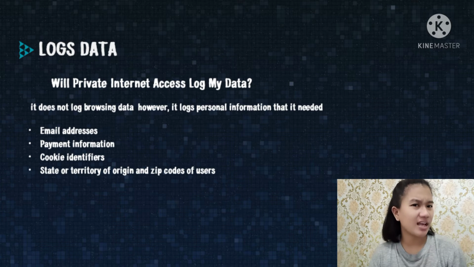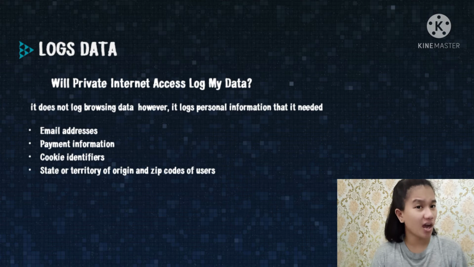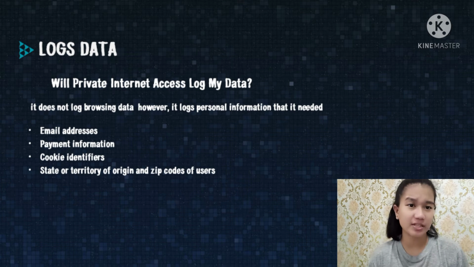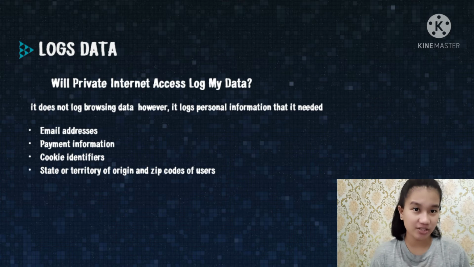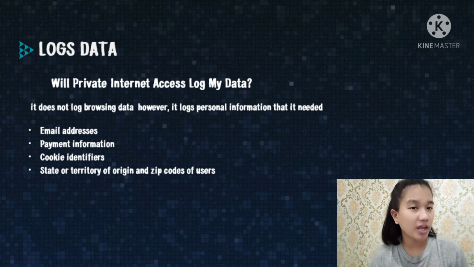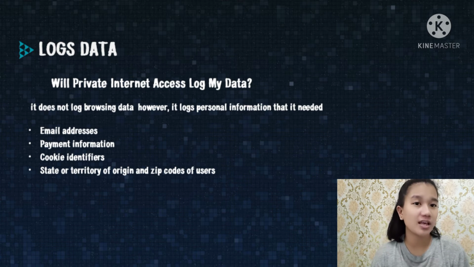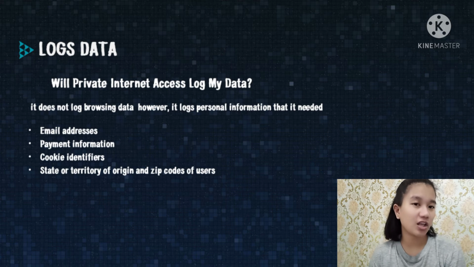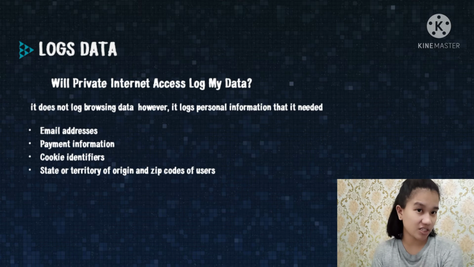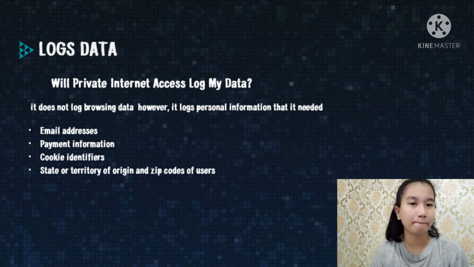So what does Private Internet Access log? Well, according to its privacy policy, it logs personal information that it needs to maintain user accounts, including email addresses, payment information, but not your full credit card details. Third is the cookie identifiers, and last is the state or territory of origin and zip codes of users.